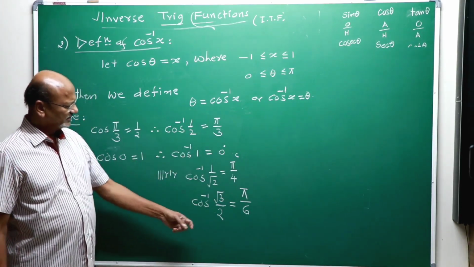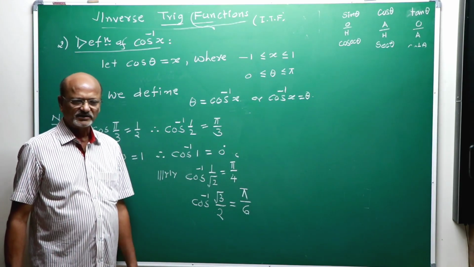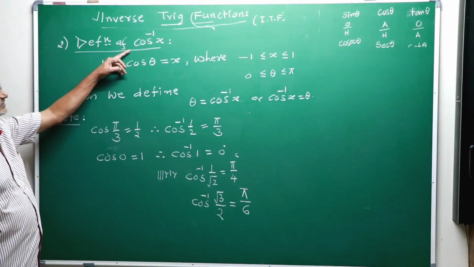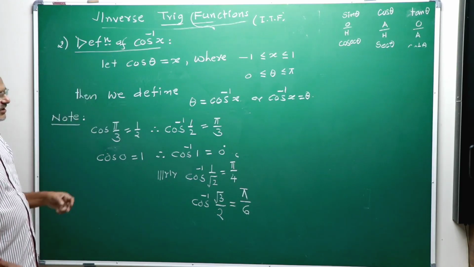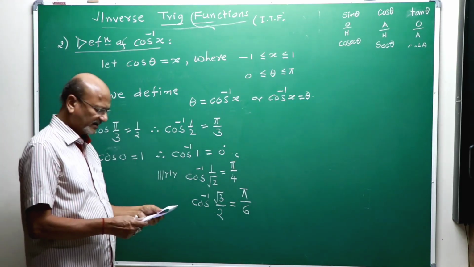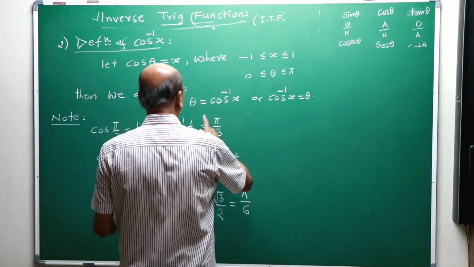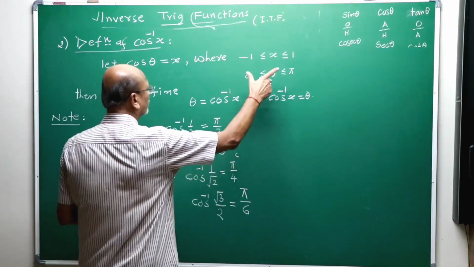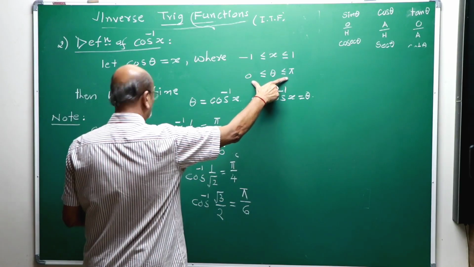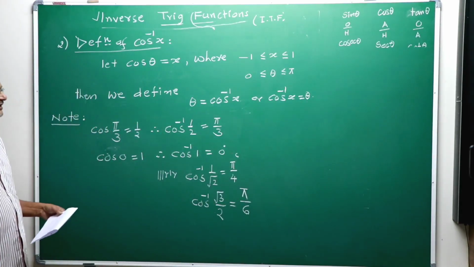Like this, you can write even cos 90 is 0. What is cos inverse 0? 90 degrees, pi by 2. Like this we can write. This is the definition of cos inverse x. What is its domain and range? Between -1 and +1 is known as the domain of cos inverse x, and this is known as the range of cos inverse x.